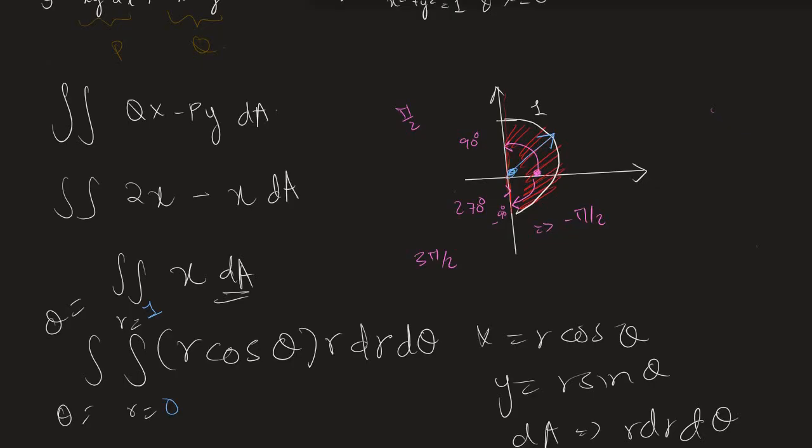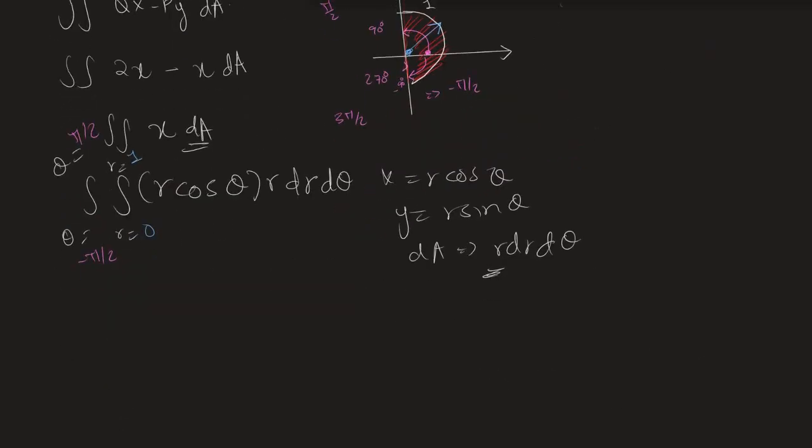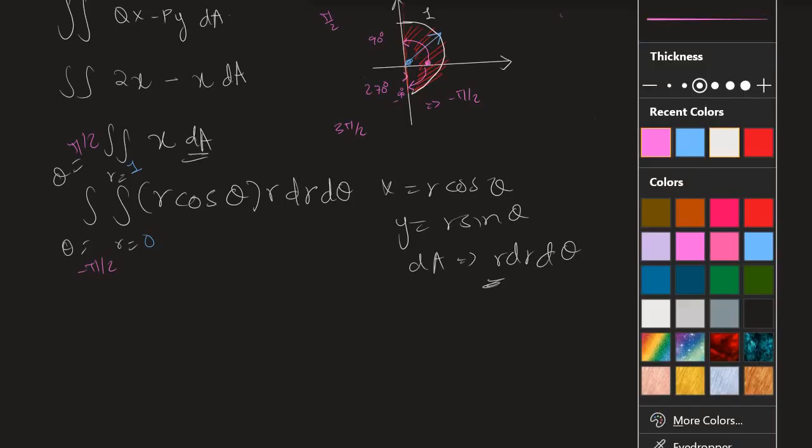So here for the lower limit you can write negative pi over 2 to pi over 2, which is positive 90, or you can write 3 pi over 2. Either way, whether you choose 3 pi over 2 or negative pi over 2, it should give you exactly the same answer, so don't worry. So we're gonna go ahead and choose negative pi over 2. Let's go ahead and solve this.